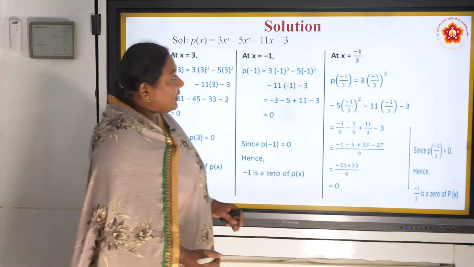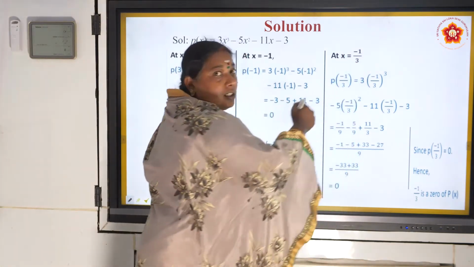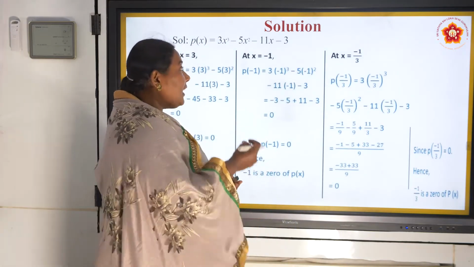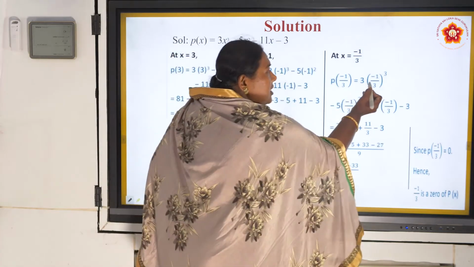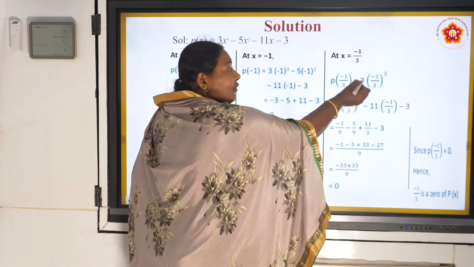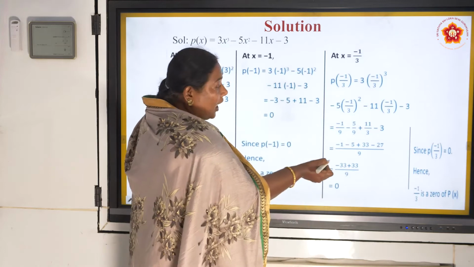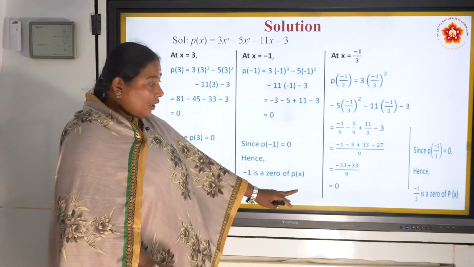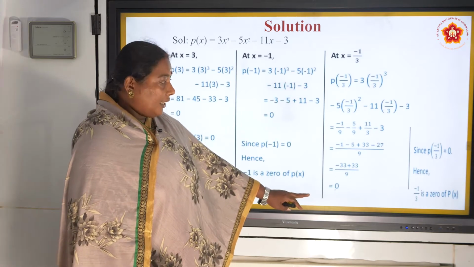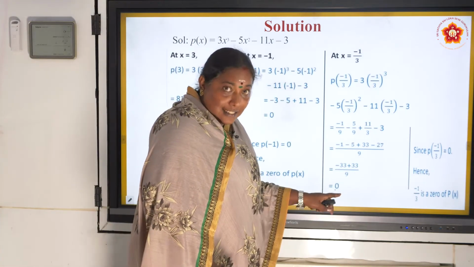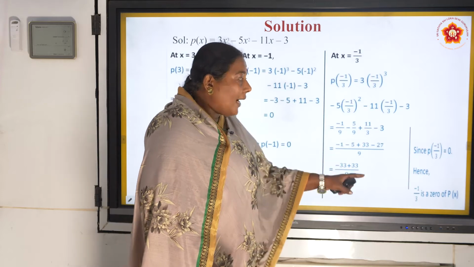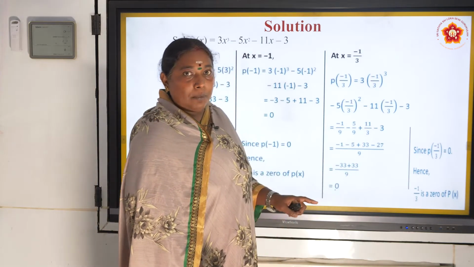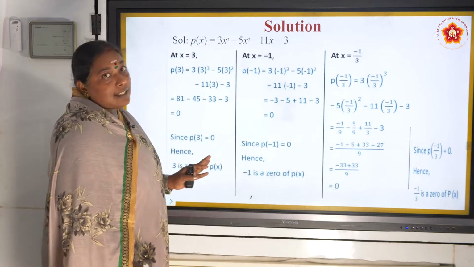So the next one, let us see, minus 1 by 3. I am going to put minus 1 by 3 in the place of x. Just calculate it. In the place of x, if we substitute minus 1 by 3, I will get the answer as 0. I think you have got the answer. Just verify it. Since I got the result as 0, I can tell that minus 1 by 3 is also a zero of the polynomial. I think everyone got this answer.